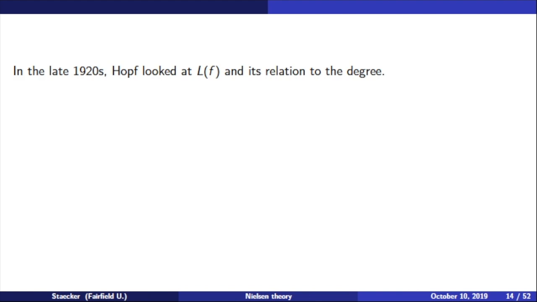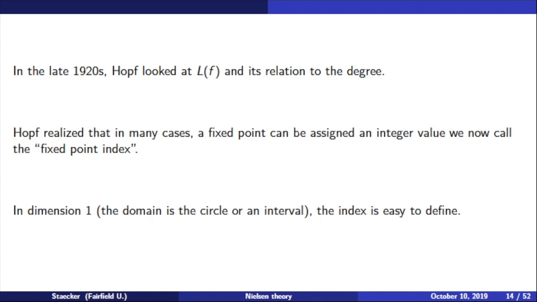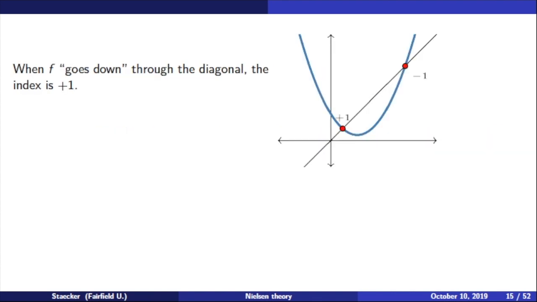In the 20s, Hopf was thinking a lot about the Lefschetz number and also the degree of a function. Hopf realized that you can create something called the fixed point index. A fixed point can be assigned an integer value, and we call this the fixed point index. In dimension one, like the example that I just drew, where the domain of the function is dimension one, the index is easy to define. The examples I've been looking at had the real numbers as the domain. Typically in Nielsen theory, we only consider compact domains, and so the dimension one case would be the circle or an interval. Anyway, you can easily define the fixed point index in that case.